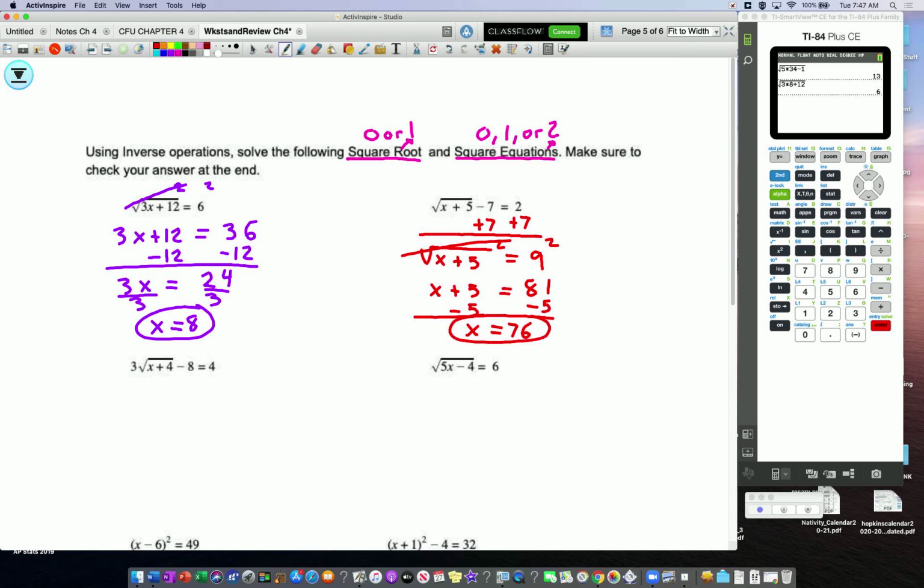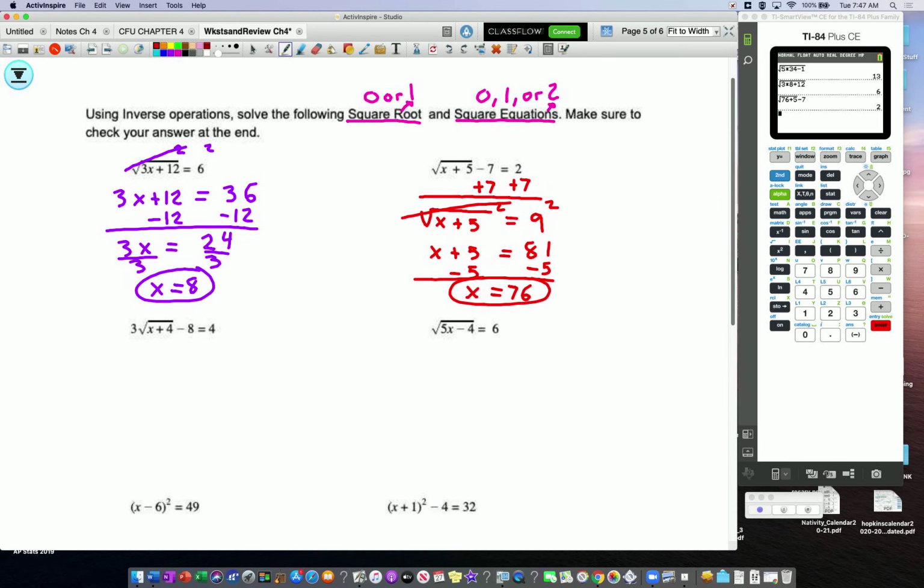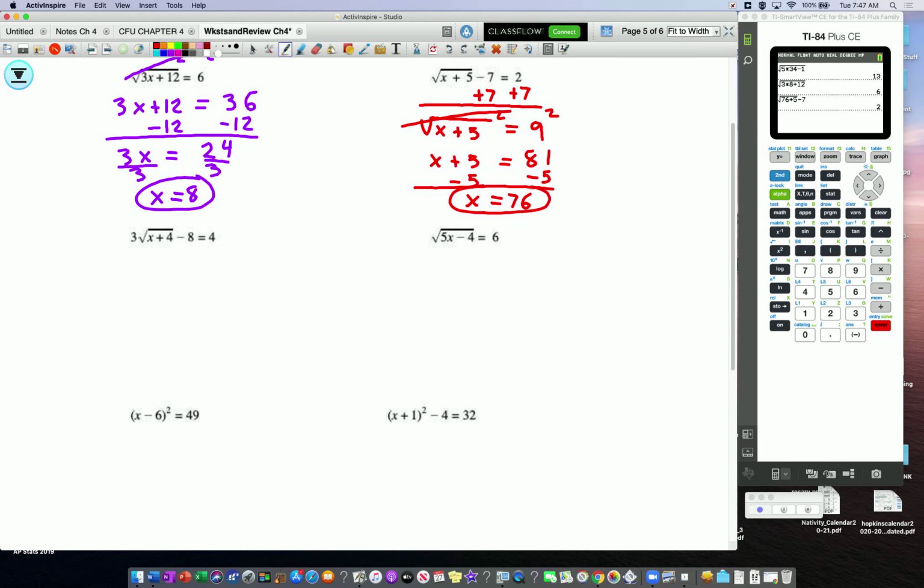So now I'm going to check that answer. So I go square root 76 plus 5. Move the cursor outside the square root because then I subtract 7. When I hit enter, that better equal 2. Just like that, I'm 2 for 2. Mr. Bartz is rocking and a rolling here. All right, next one.